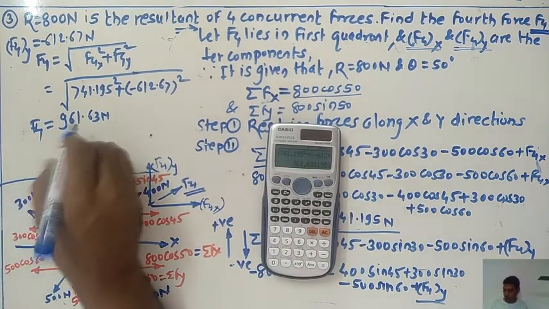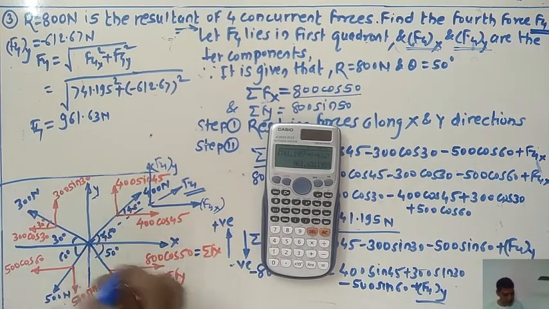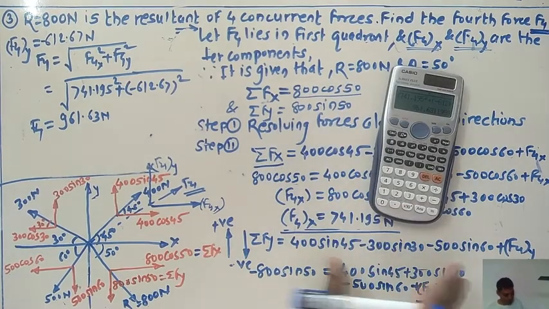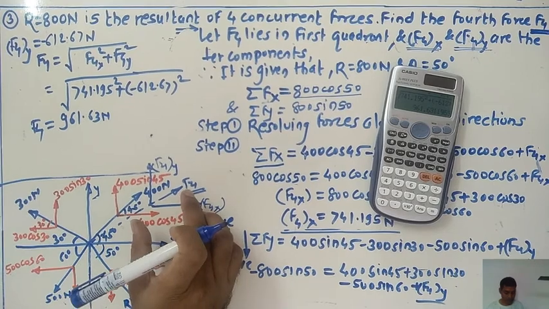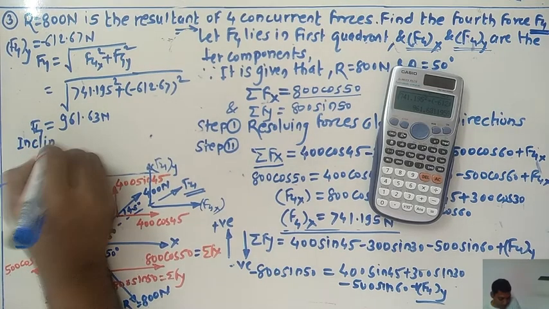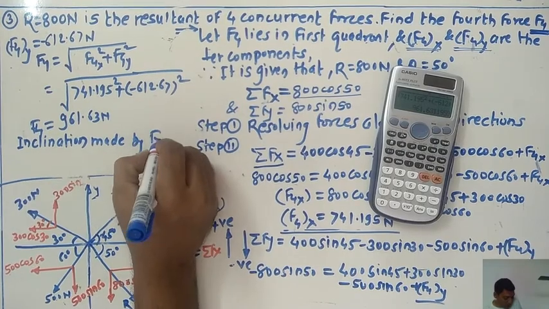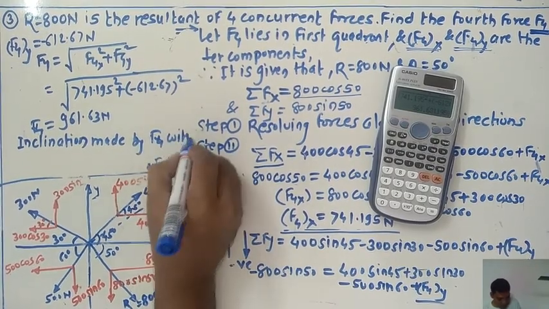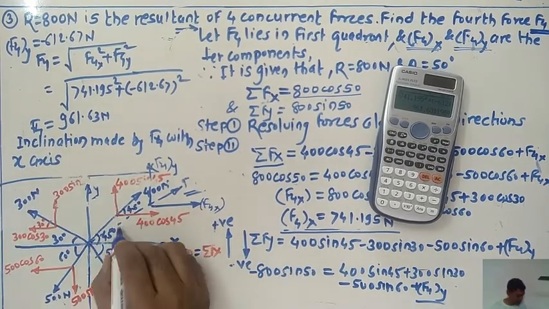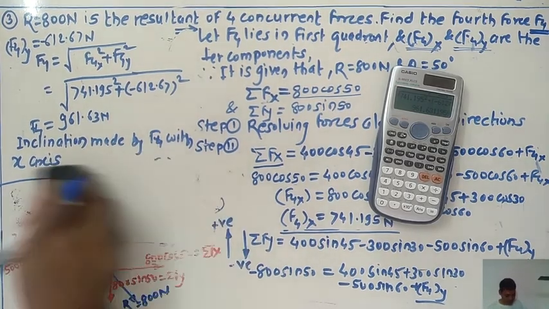Once we get the fourth force, our next task is to get the inclination made by that fourth force with the x-axis. The same step we followed for the calculation of the total resultant force, we are doing for this particular single force. So what about the inclination? Just clearly mention here: inclination made by F4 with the x-axis. Our target is to find this angle theta. I'll erase this portion so that we can continue our steps.